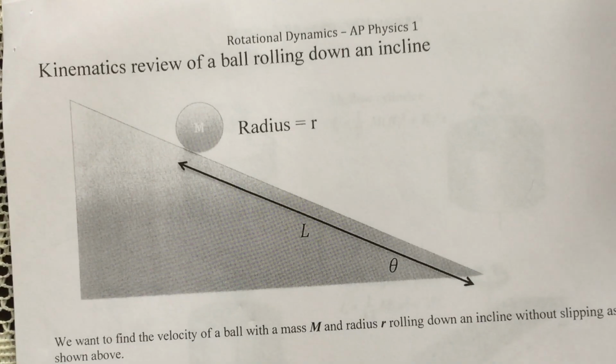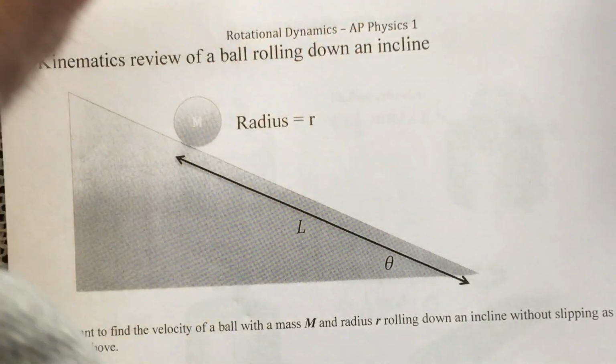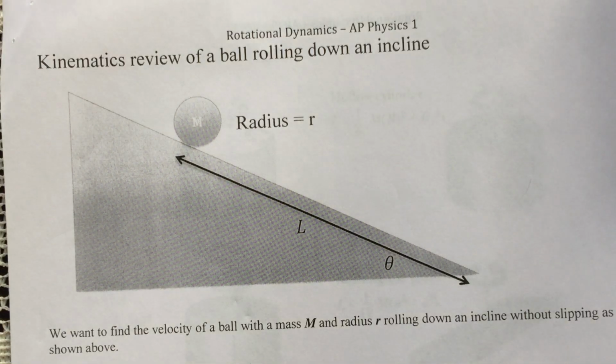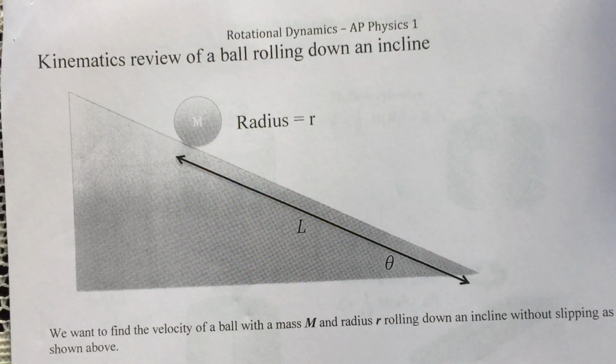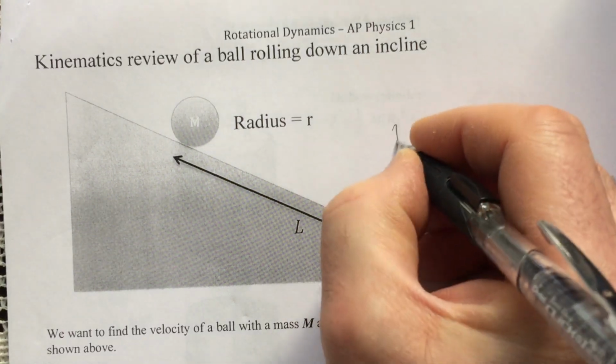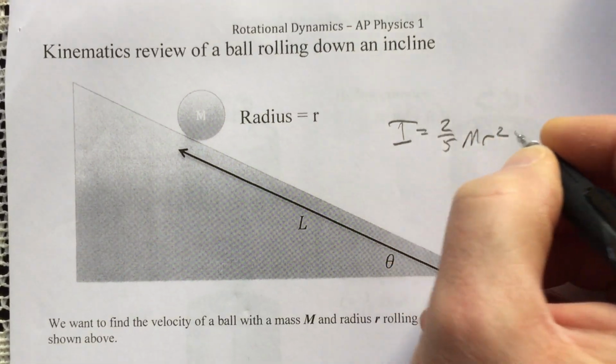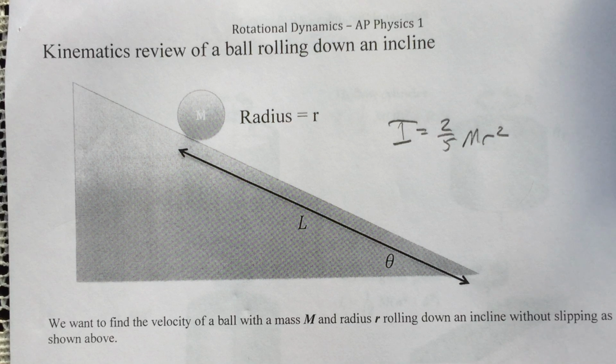All right. Finally, the last part on this is a ball rolling down a hill. Now, the ball's got a radius of r and a mass m, and we want to find out what its acceleration is going to be when it hits the bottom. We're going to make this a solid ball, which means the moment of inertia for the solid ball is 2/5 mr squared. All right, keep that in mind.